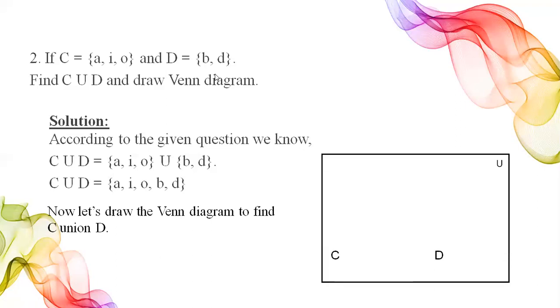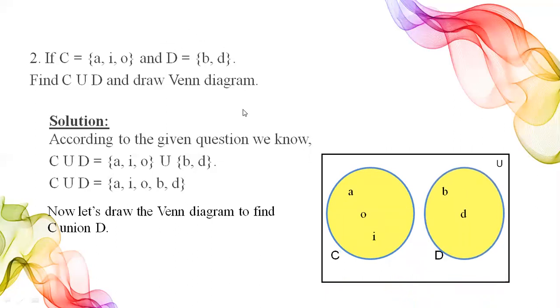First we will draw the universal set, then set C, and then set D. In disjoint sets, we draw the set circles separately. Set C contains 3 elements a, i, o, and set D contains 2 elements b and d, and we shade both the circles to represent our answer.